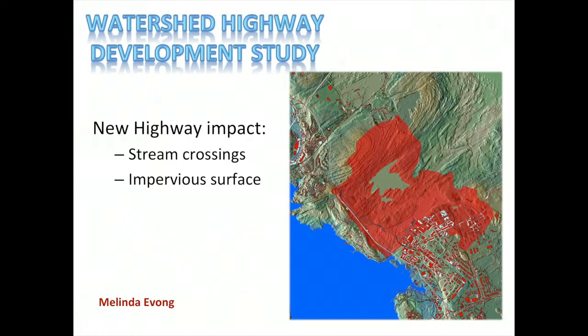zero order or first order stream crossings would there be? Well, zero order, because first order was already mapped. How many zero order stream crossings would there be for this new highway development? And to go out into the field and map that would be very difficult. Even if you could do it, it would be challenging and costly to do it.